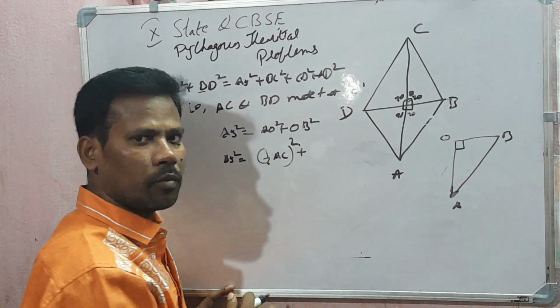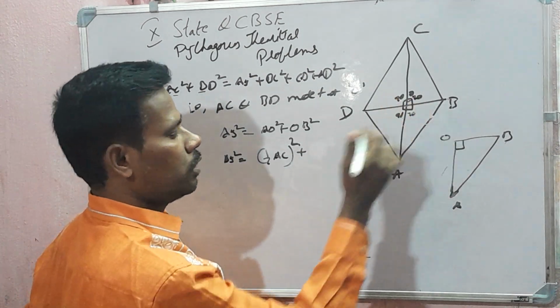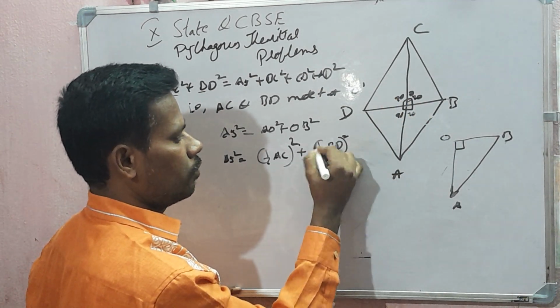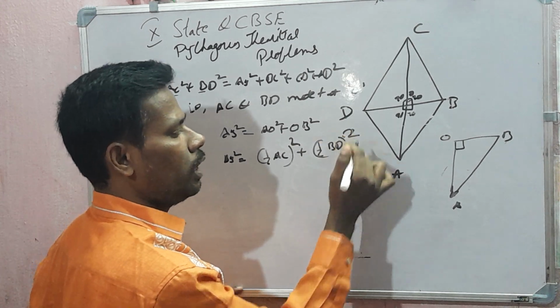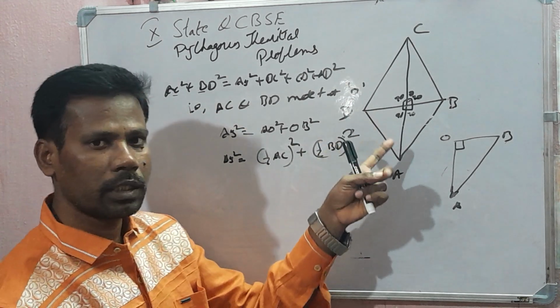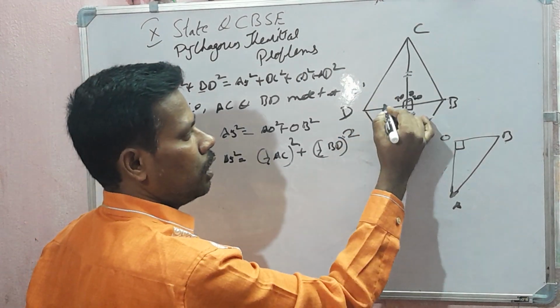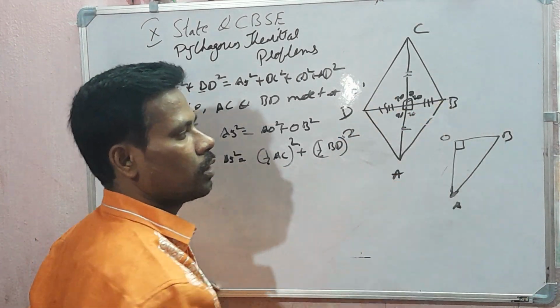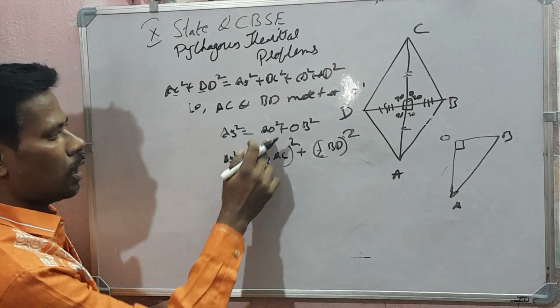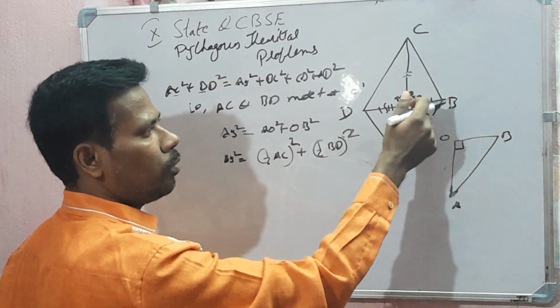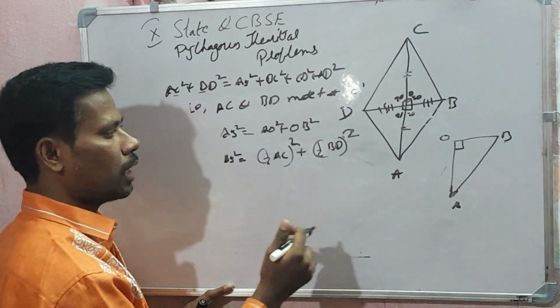Please write down the steps. I am not writing. OB square is equal to half of BD square. Why? In a rhombus, diagonals bisect each other and diagonals are perpendicular to each other. That means this length is equal to this length, right? So that's what I have written. AO is nothing but half of AC. OB is nothing but half of BD, right?